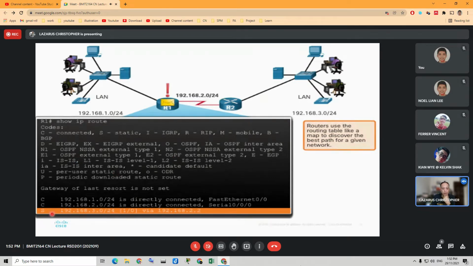So C means connected, it's directly connected. And S is static. S static means it's not learned from any protocol. Static means you as the administrator directly type this information in. You are the one who set this as a static route. This is usually the case when it's not very complex, that means you basically have one ingress, one egress.